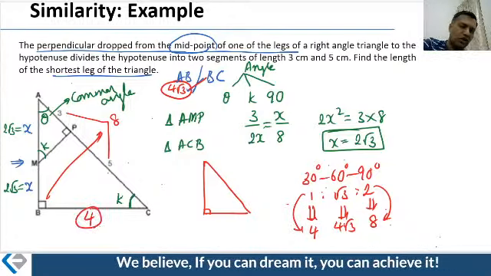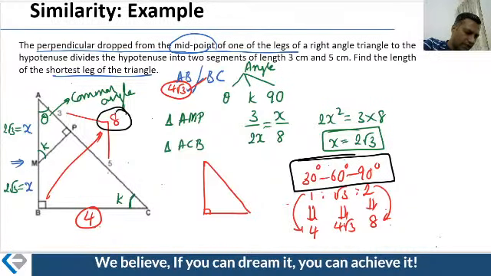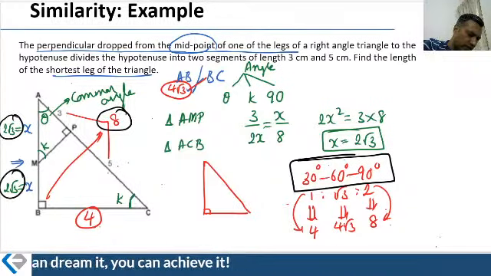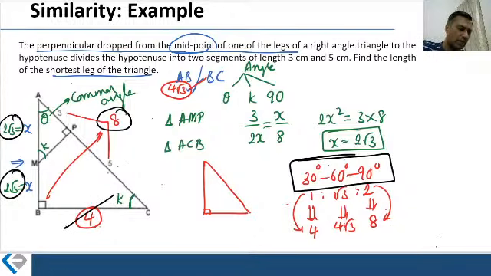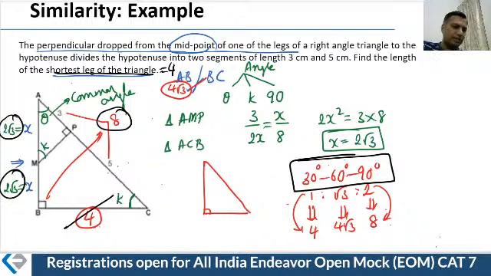If that thought of 30, 60, 90 does not come to your mind, apply the Pythagorean theorem. You know this side, which is 4 root 3, therefore you find the third side. The third side would become 4. His question is, what is the shortest leg of the triangle? Answer: 4 centimeters.